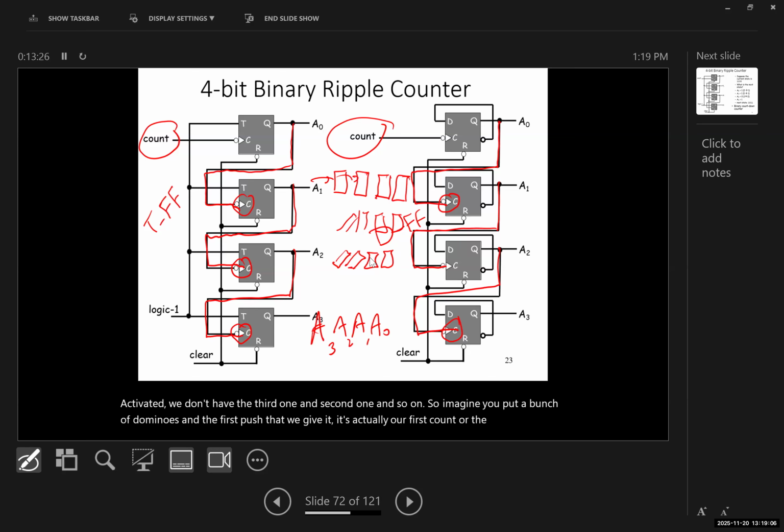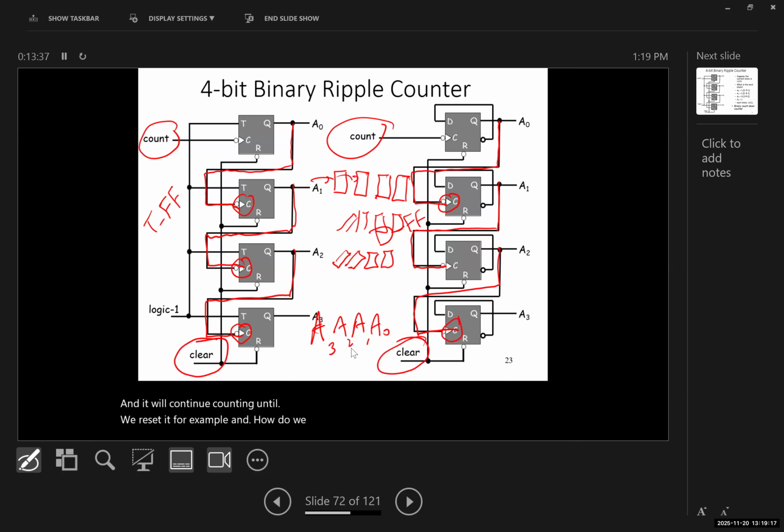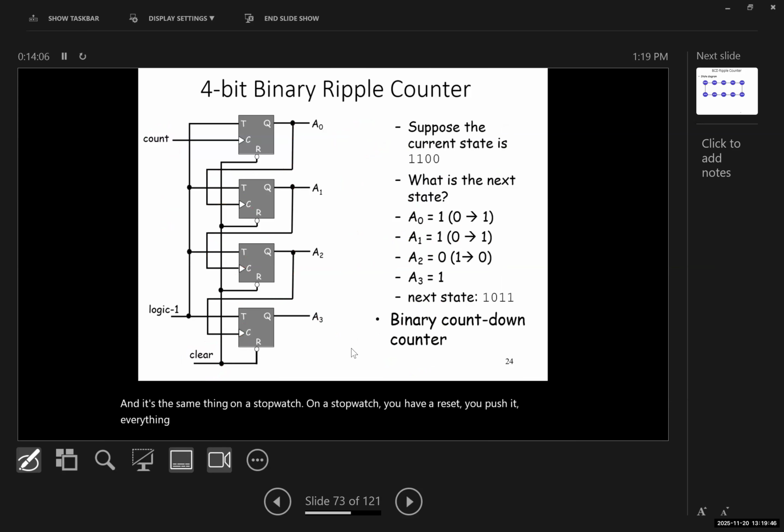So we give it a clock and it starts counting. And it will continue counting until we reset it, for example. And how do we reset or clear it? Using the clear button. So when we push the clear, it would activate all the resets. All the resets of these flip-flops are connected, tied together. And as soon as we push that clear, all the outputs would be 0. It's going to reset, and it's going to start over counting. And it's the same thing on a stopwatch. On a stopwatch, you have a reset, you push it, everything goes back to 0.